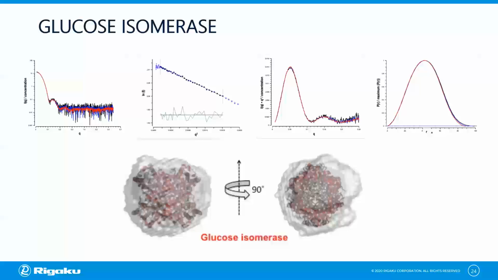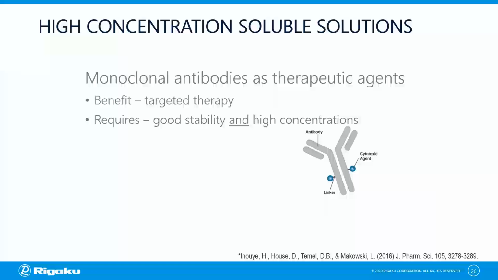So this is an example of looking at a highly diluted solution. What happens if you can't ever get to the form factor, or if you need to look at both high concentration and low concentration? Well, we did an experiment like this for monoclonal antibodies.